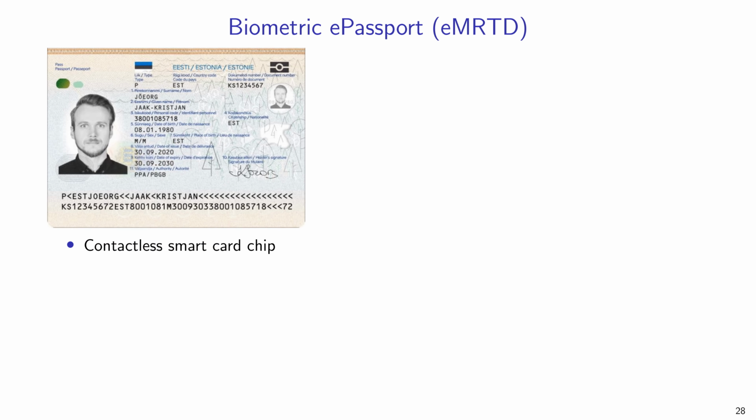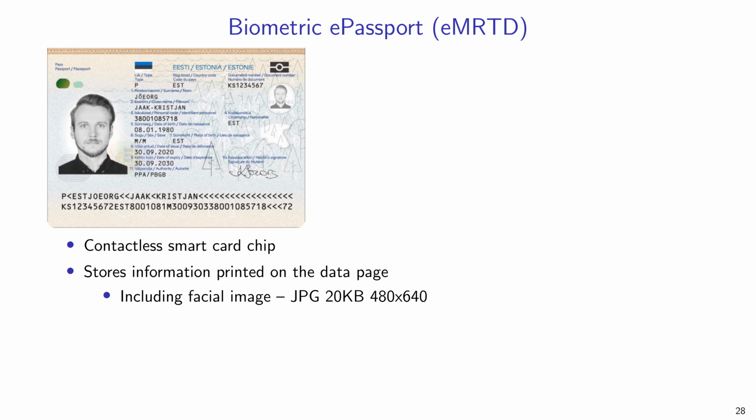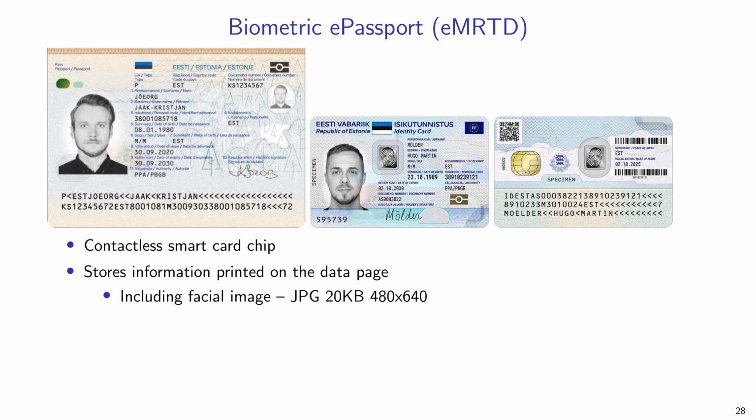So what is it? You probably know that passports with this symbol here have a built-in contactless smart card chip. And this contactless smart card chip stores digitally the information that is printed on the data page, including the facial image of the document holder. The image is a JPG file around 20 kilobytes and has a resolution of 400 by 600 pixels. The eMRTD chip is used not only in Estonian passports, but also in Estonian identity cards and residence permit cards.